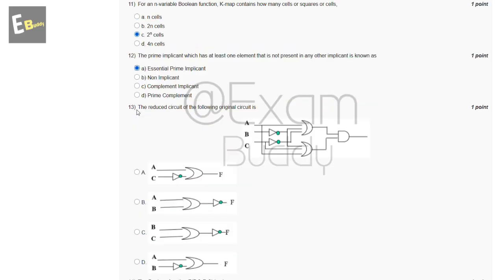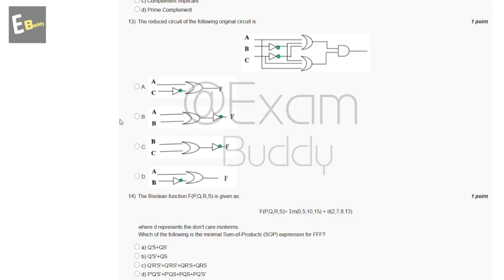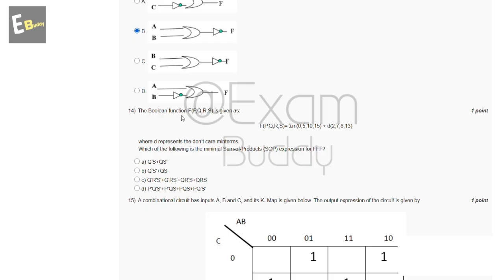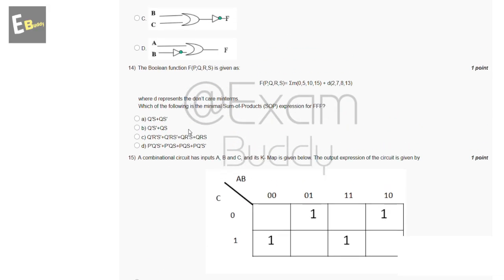Now the 13th question is the reduced circuit of the following original circuit is. So these are the options and the answer of the 13th question is B. Now the 14th question is the Boolean function f p q r s is given as f p q r s, summation m. So these are the options and the answer of the 14th question is B.